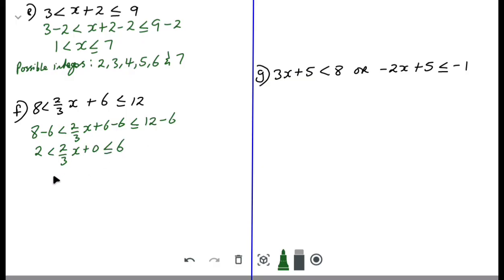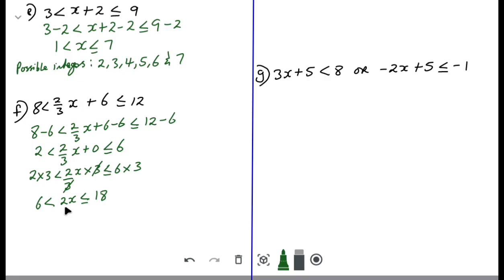So the next thing we need to do is to multiply both sides by 3 so as to eliminate this denominator here. So we have 2 times 3 less than 2 over 3x times 3 less than or equals to 6 times 3. 3 will cancel out 3 here. So we have 6 less than 2x less than or equals to 6 times 3. That's going to give us 18.